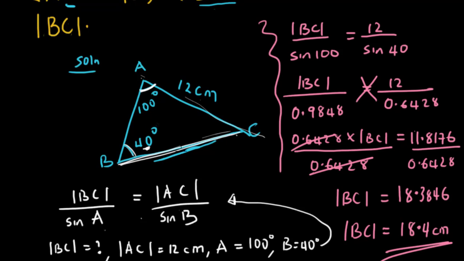So don't forget, the sine rule is a over sine A equals b over sine B equals c over sine C. But what you need to know is that basically what the sine rule means is that the side given over the angle it's facing equals the side you are asked to find over the angle given. Does that make sense?